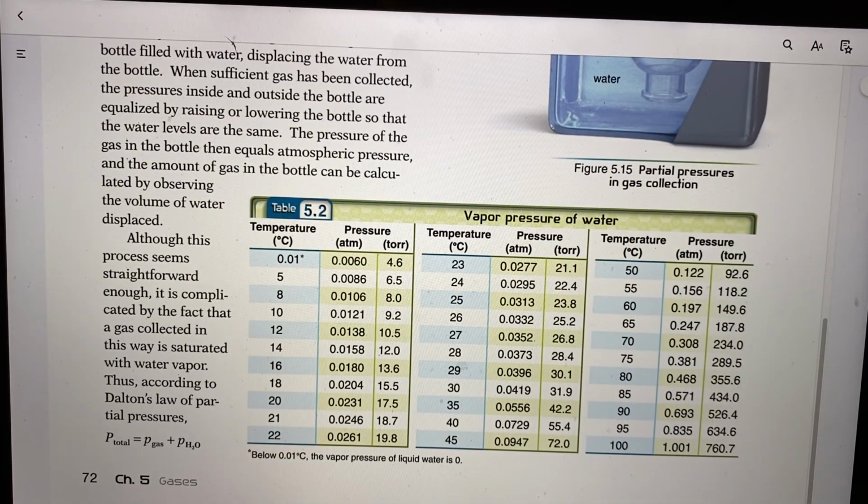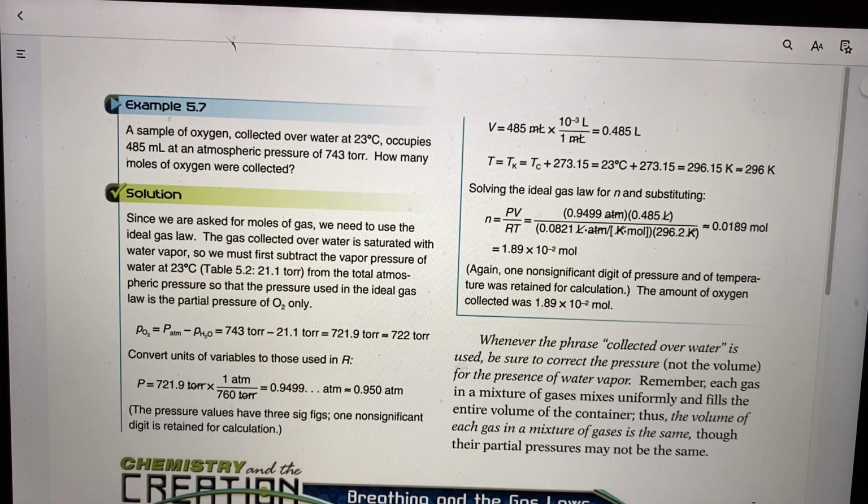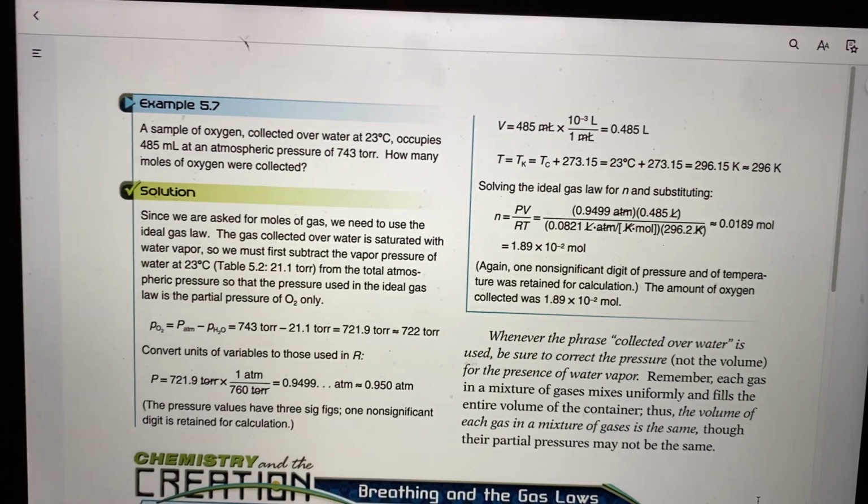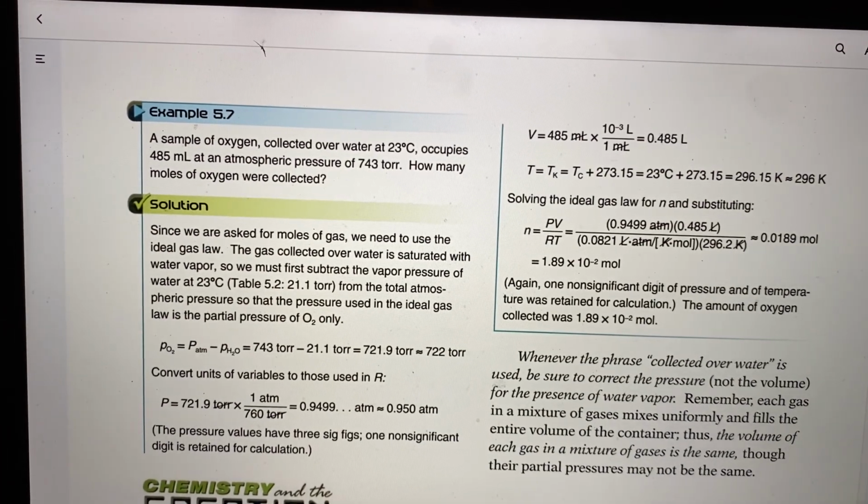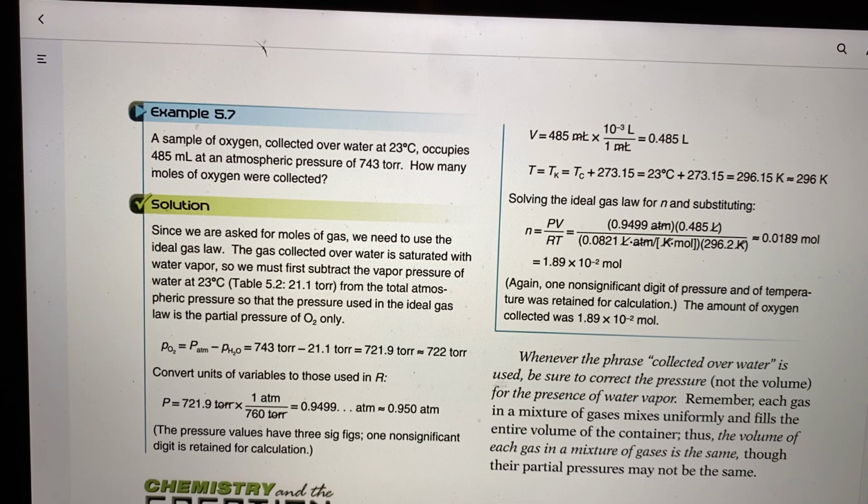Oh, here we go. I've got to go to the next page. Sorry. Now we have our example. How are we going to do this example? So let's do the example. We'll be done with this here. The whole partial pressure and water pressure.